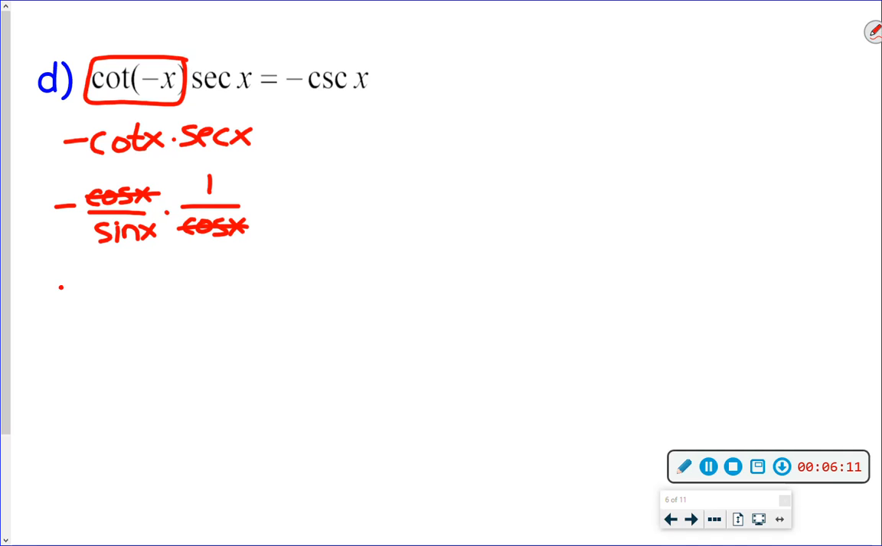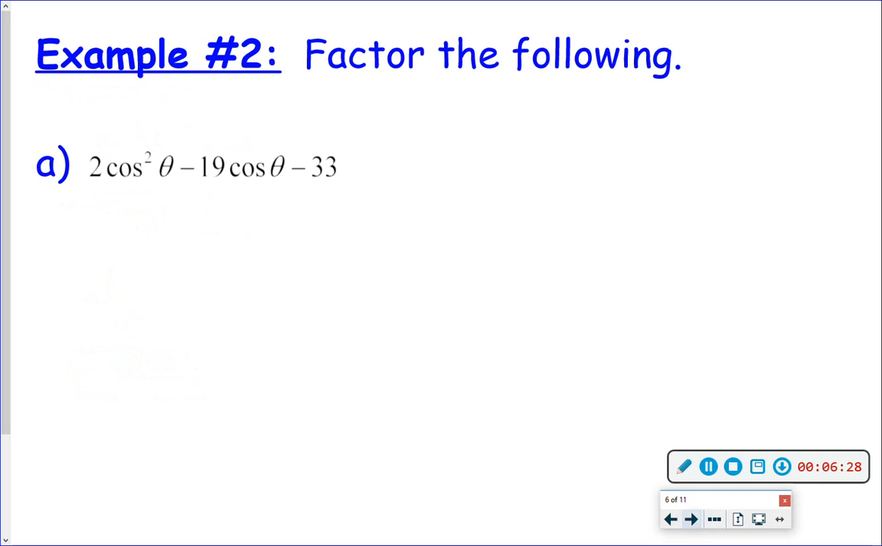Now my cosines cancel. Oh, I've got it, because I'm down to negative 1 over sine. And of course, negative 1 over sine is cosecant. So if there's multiple identities you can pick from and you're not sure which one to use, my pro tip, of course, is write everything in sine and cosine.